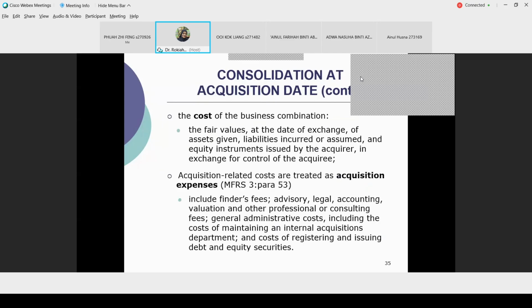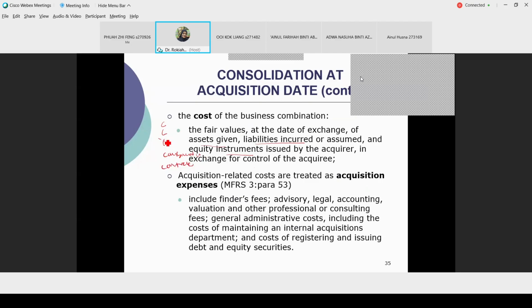Okay, the cost of a business combination. The cost of a business combination is stated at fair value at the date of exchange of any assets given or liabilities incurred, and any equity instruments issued in exchange for the control of the acquiree. Remember the 5 items that you have here: cash, liability, equity, combination, and then contract.